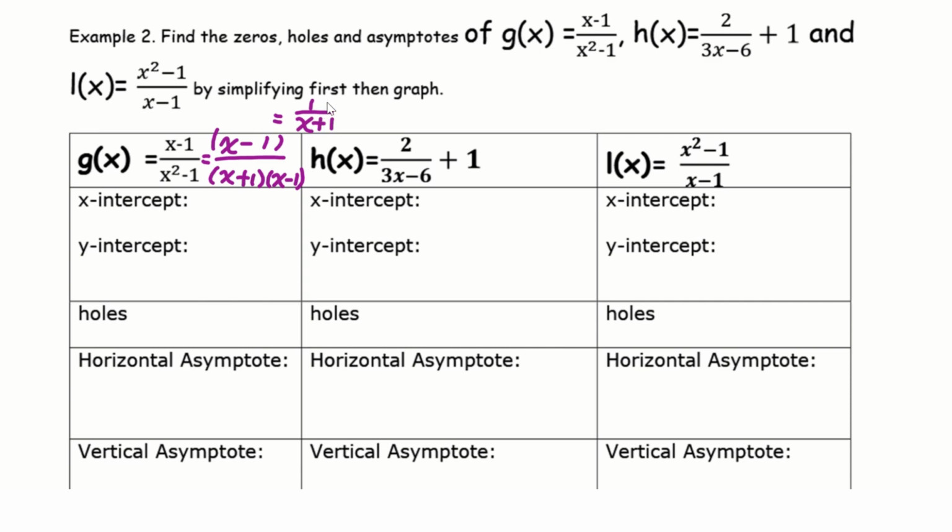Then in the simplified form, the numerator has nothing there, so whatever cancels out is a hole. So x equals 1 is a hole. And other than x equals 1, there are no other zeros, so no x-intercept. And for the y-intercept, we sub x equals 0 into the simplified form. You will see it's 1 over 0 plus 1, which gives you 1. So you have (0, 1) as your y-intercept.